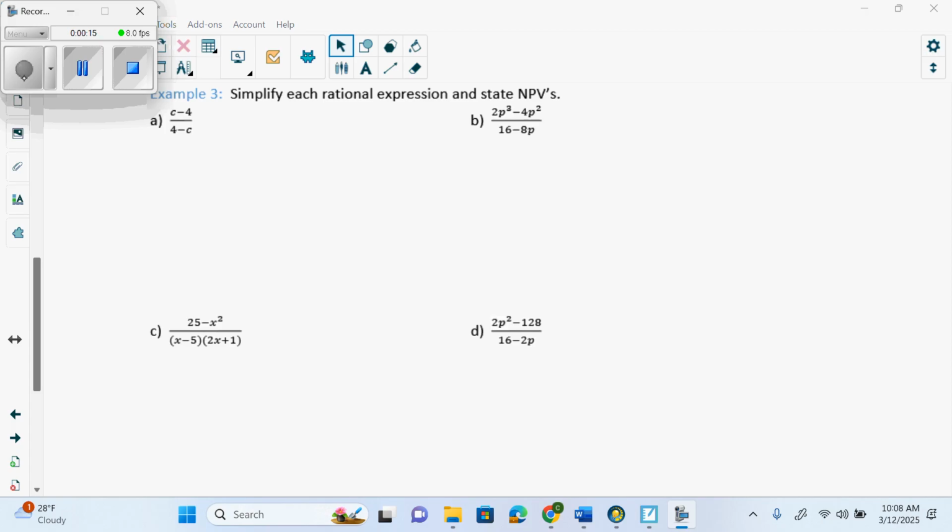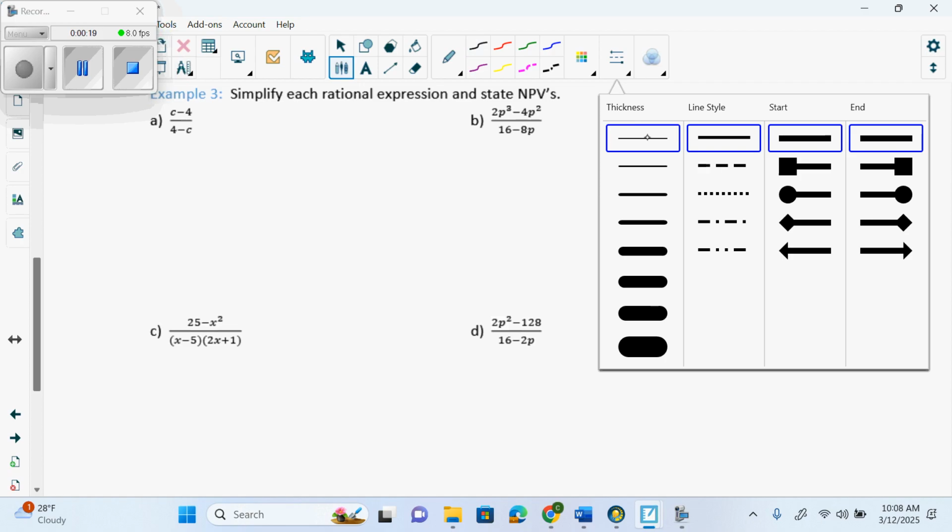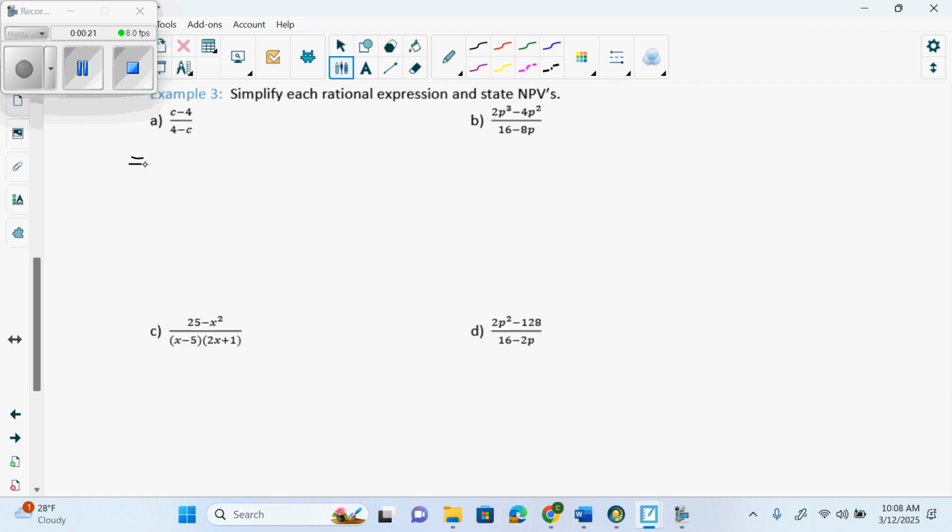So this one here, I can't do anything to it. I have c minus 4. But if I want to compare it to the denominator, it would be in our best interest to write them both in the same order. So this one I have c minus 4. This one I should rewrite it. The sign that's with it goes with it. So negative c plus 4.